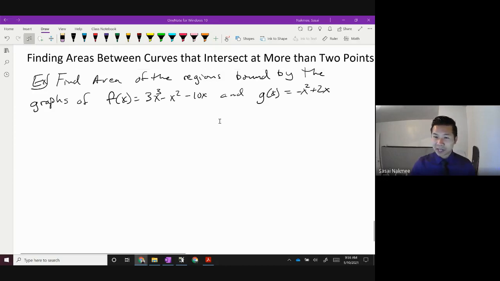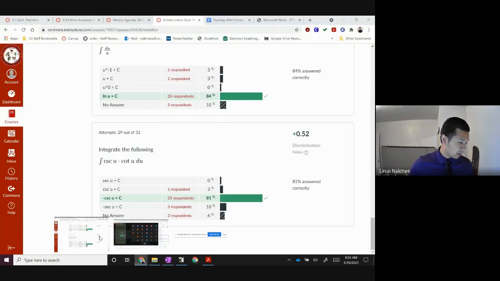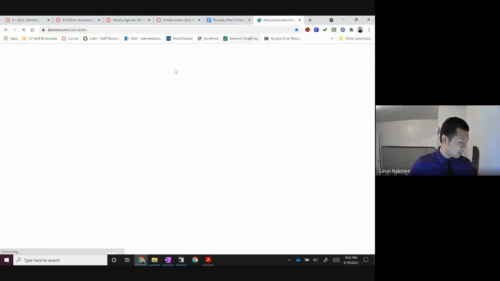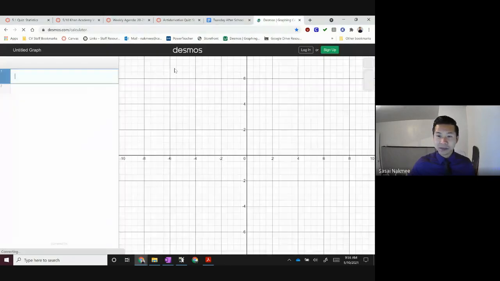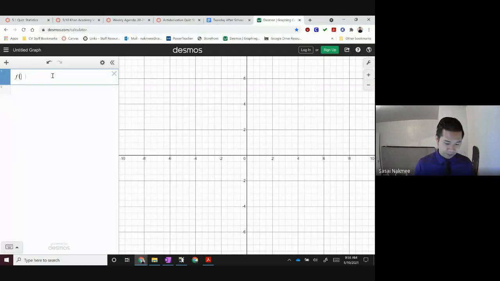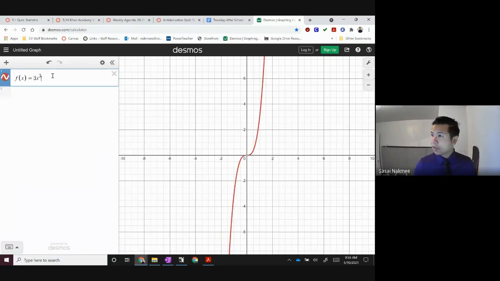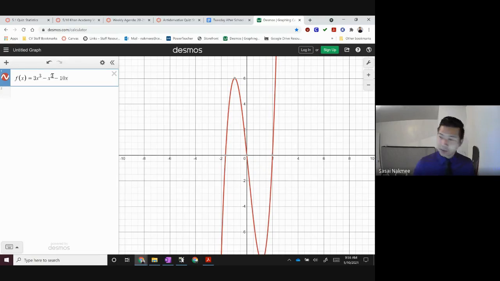So just for the sake of time, I'm going to graph this out using Desmos, and then I'm going to go ahead and show you what we're going to do after that. So let's go ahead and graph this real quick. So let's open up Desmos over here. Those two functions that we have, right? f of x is going to equal 3x cubed minus x squared minus 10x. That looks something like that.